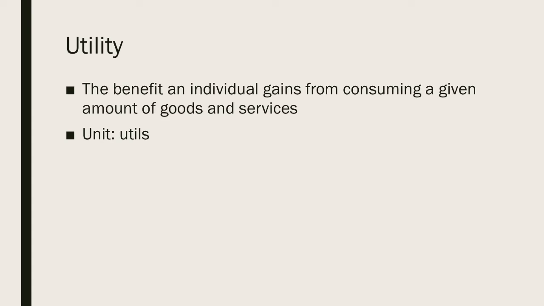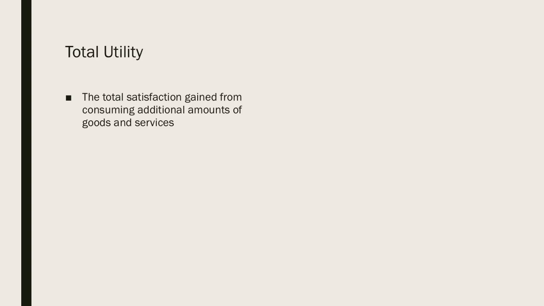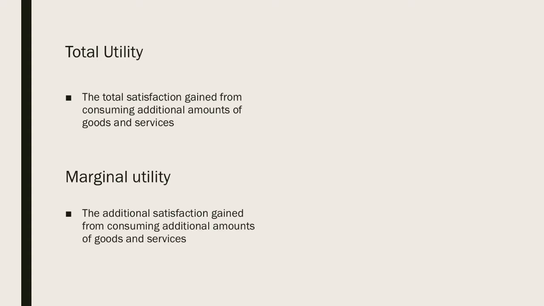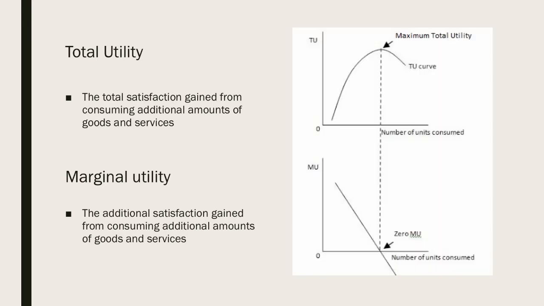Two additional terms we'll look at are total utility, which is the total amount of satisfaction gained from consuming goods and services, and marginal utility, which means the additional satisfaction gained. Now, total utility and marginal utility are highly related to each other. Let's look at the graphs of both.